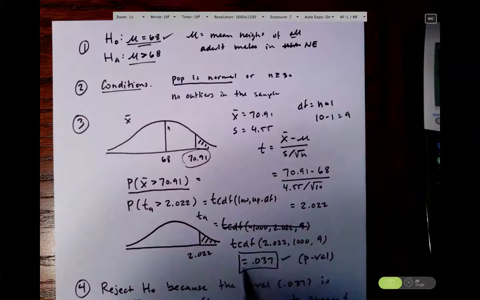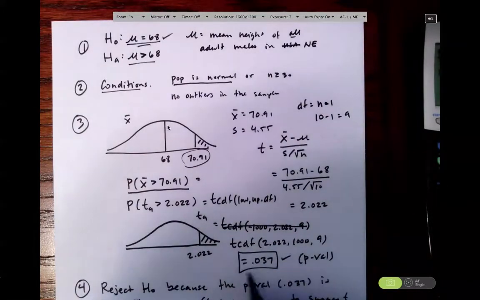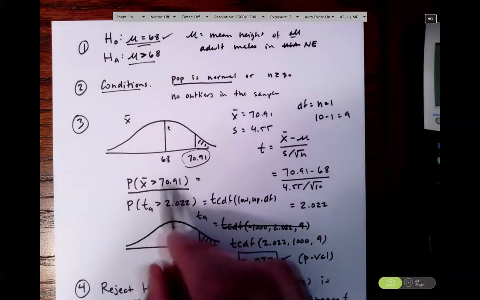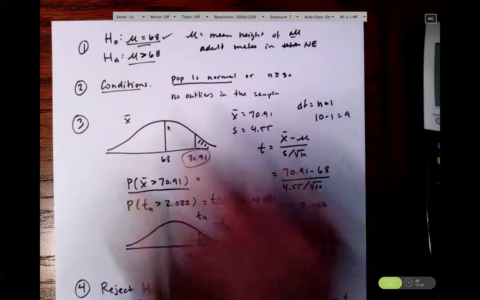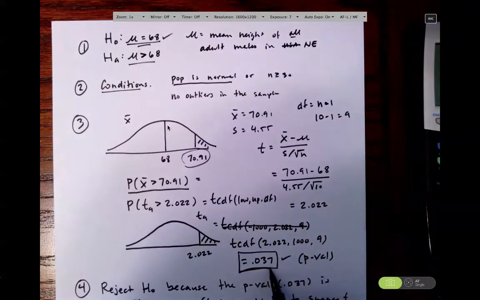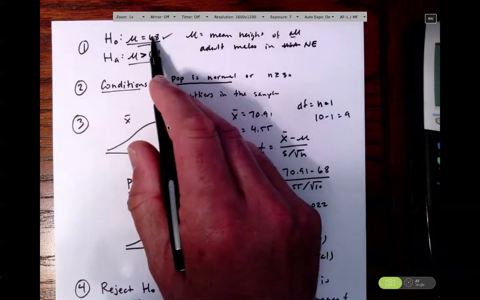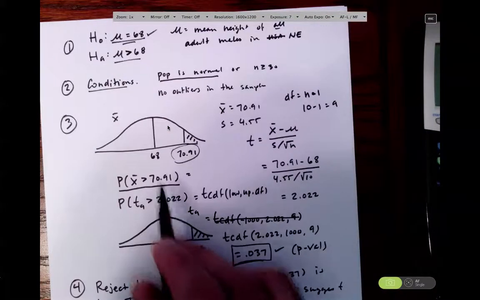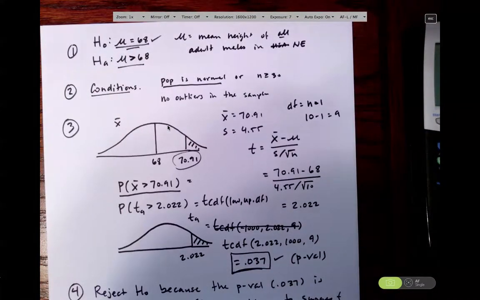Okay, once we use the t-distribution, we're going to come up with a probability. This is a conditional probability. This is the probability of getting a sample mean this big or bigger, and the condition is that the null hypothesis is true. If this number is small, we're going to say we have evidence against this claim. It's unlikely to get a sample mean this big from a population whose mean is really only 68.